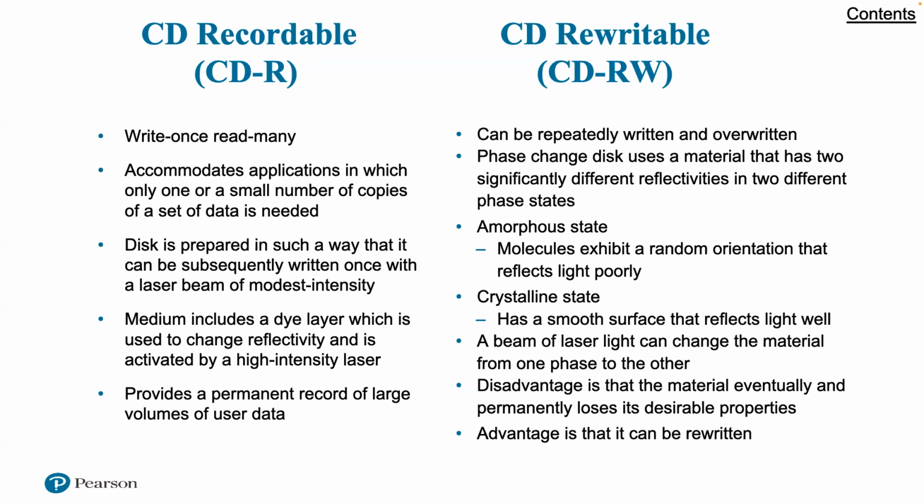Thus, with a somewhat more expensive disk controller than a CD-ROM, the customer can write once as well as read the disk. The CDR medium is similar to, but not identical to, the CD or CD-ROM. For CDs and CD-ROMs, information is recorded by a pitting of the surface of the medium, which changes reflectivity. For a CDR, the medium includes a dye layer. The dye is used to change reflectivity and is activated by a high intensity laser. The resulting disk can be read on a CDR drive or a CD-ROM drive.